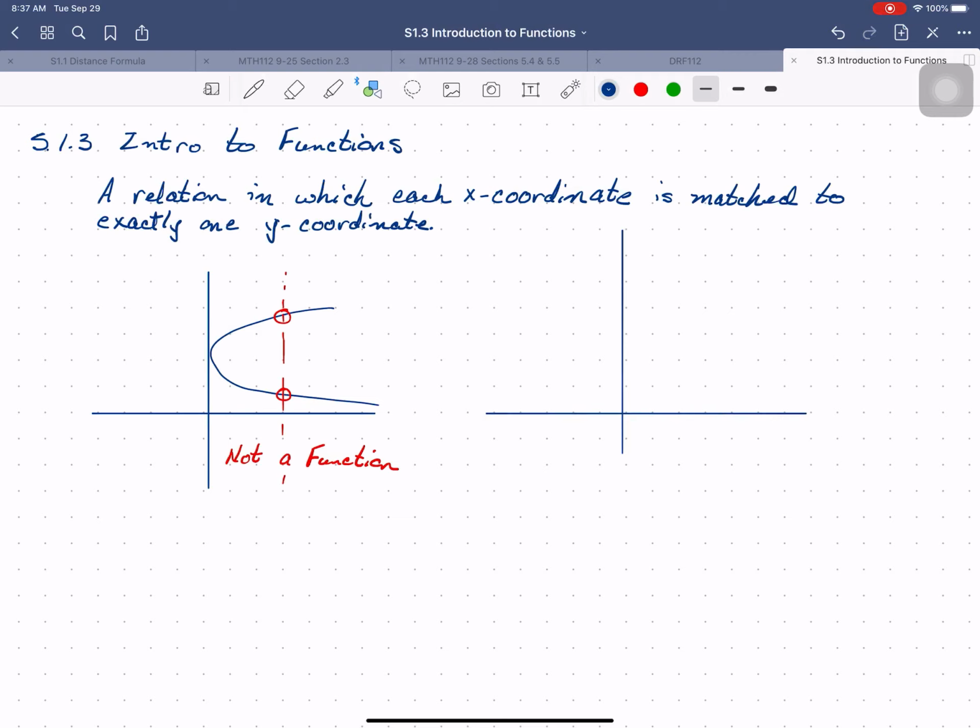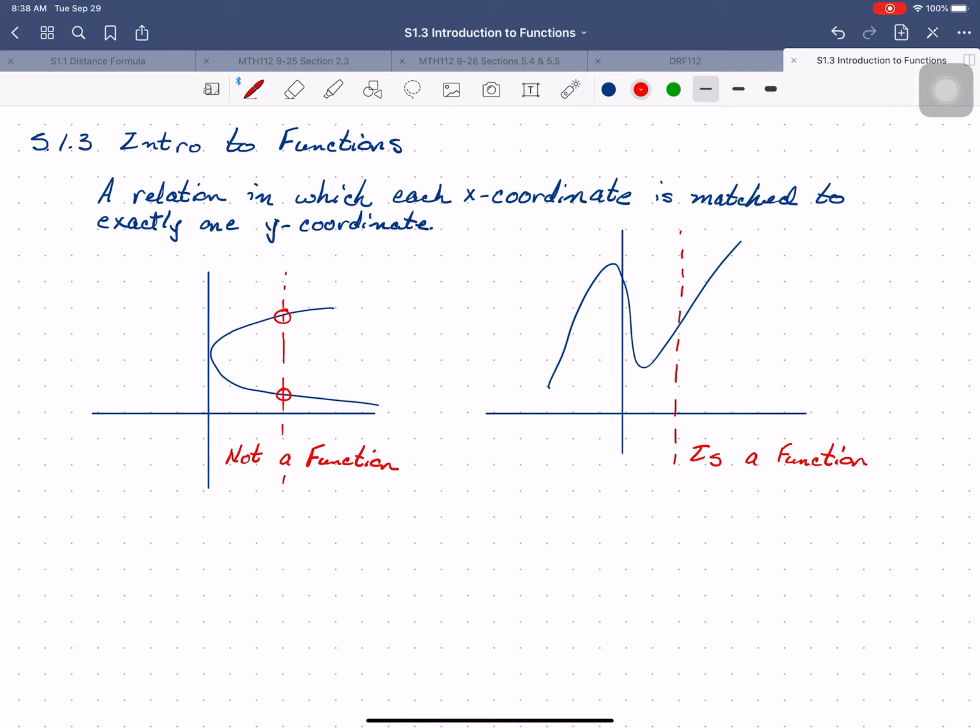A vertical parabola, or more interestingly maybe, this guy that is a cubic, no matter where I draw a vertical line through that relation, that vertical line, or really any vertical line, only intersects that relation once. So this is a function because there is exactly one y for any given x.